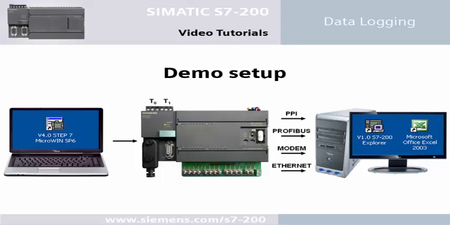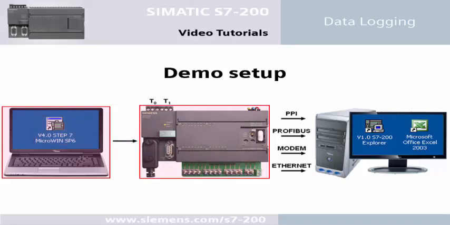As an example, you will configure a S7-200 PLC, record two temperatures with timestamp, and then visualize these values on a second computer using PPI communication. The following steps will explain how to configure the data log wizard and to download the project components from Step 7 Micro into the PLC.